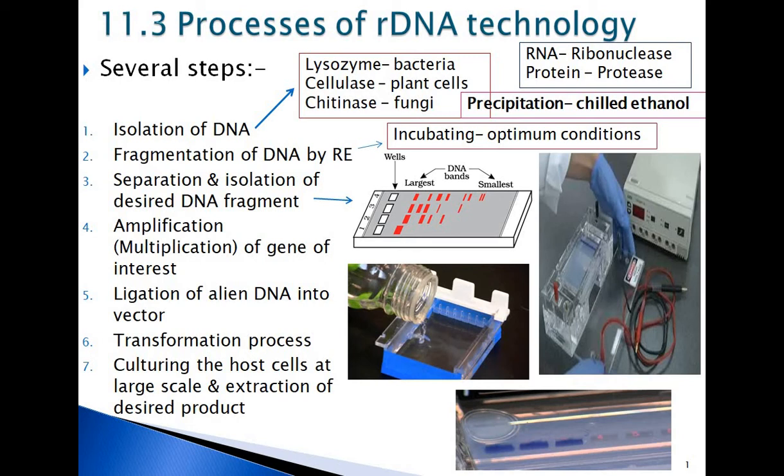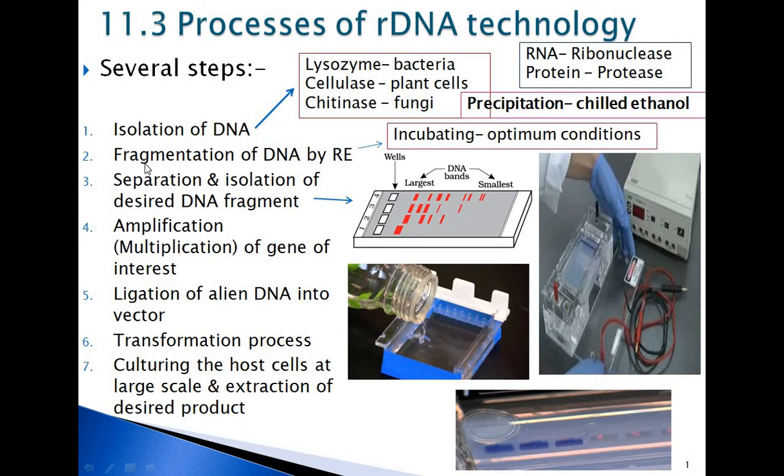Now this DNA is precipitated using chilled ethanol, which after precipitation will appear as fine threads. This is an extra point, that when we use chilled ethanol, our DNA is precipitated as fine threads. Now here we have done the isolation of DNA.